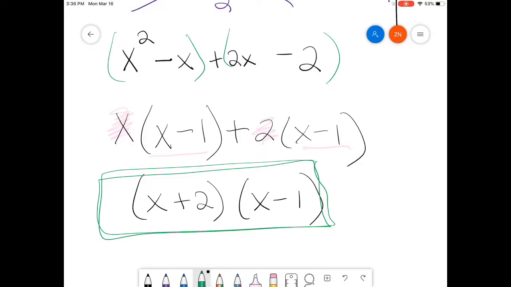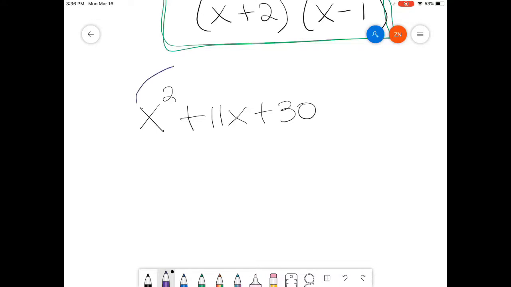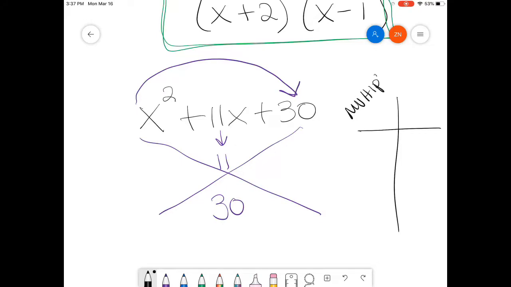Now let's go to example number 3. Example number 3 says x squared plus 11x plus 30. Back to the top. Multiply A times C, drop down B. A times C is 30. Drop down B, which in this case is 11. 2 numbers that multiply to give you 30, but add to give you 11.